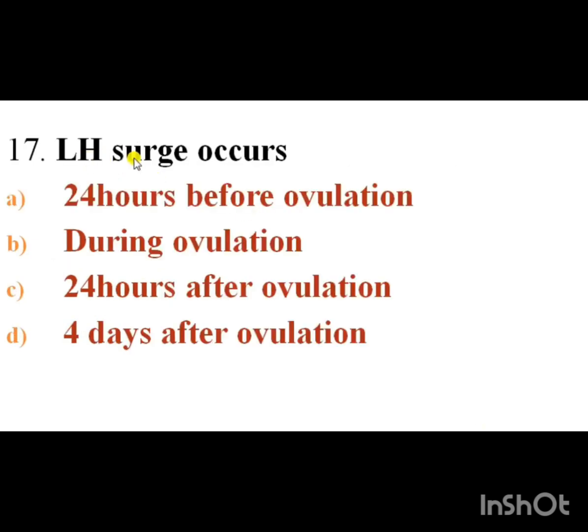Next question. The LH surge occurs: A, 24 hours before ovulation; B, during ovulation; C, 24 hours after ovulation; D, 4 days after ovulation. Answer is A, 24 hours before ovulation. The ovulatory phase begins with a surge in the luteinizing hormone and follicular stimulating hormone levels. Luteinizing hormone stimulates ovulation or the egg release, which usually occurs 16 to 32 hours after the surge begins.